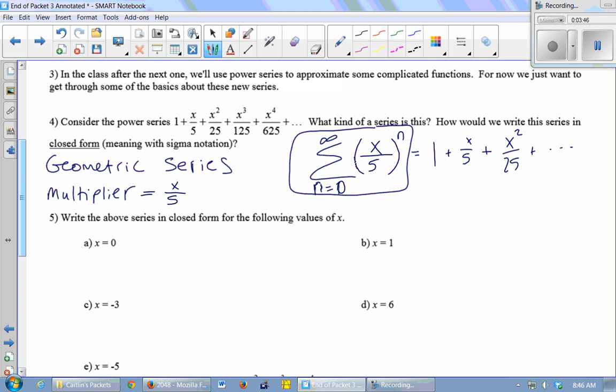All right, so now I want to plug in values of x into this power series. Okay? So if I replace all the x's in this series with a 0, I'll write it in closed form first, and then I'll write out a few terms. So if I replace the x with a 0, this is the sum from n equals 0 to infinity of 0 over 5 to the n. Right? And what would that sum be?